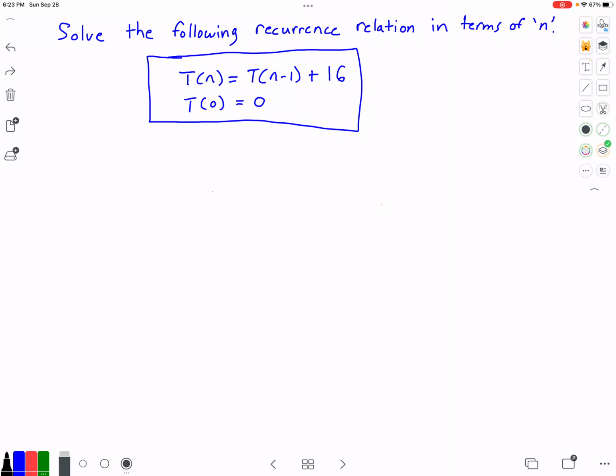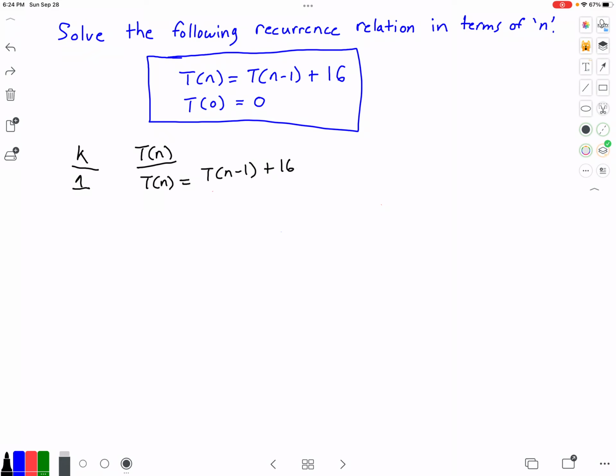The first thing that I'm going to do is create two columns. The first column will be called k, and it will hold the number of iterations that we go through. The next column will be t of n, and it will hold our function at each iteration step. Let's start with our first iteration, iteration number 1. We're just going to rewrite our problem statement, which is t of n is equal to t of n minus 1 plus 16.